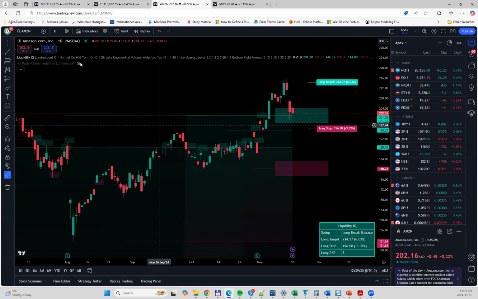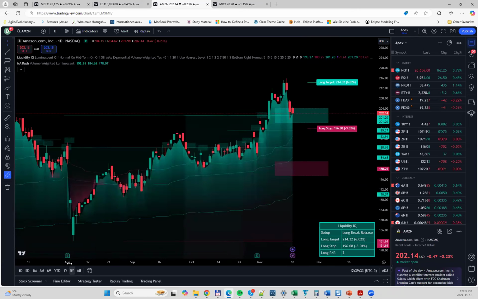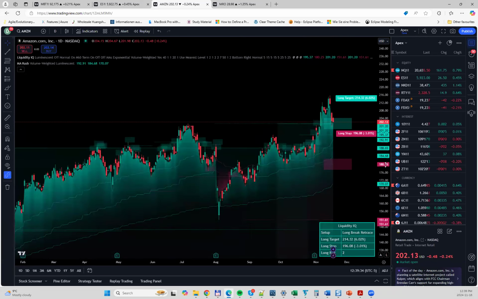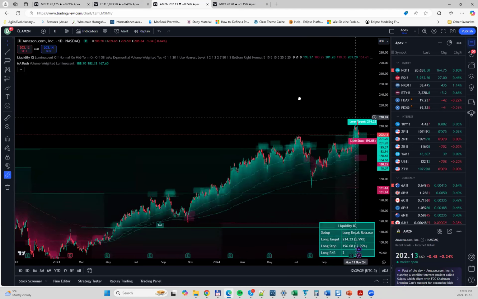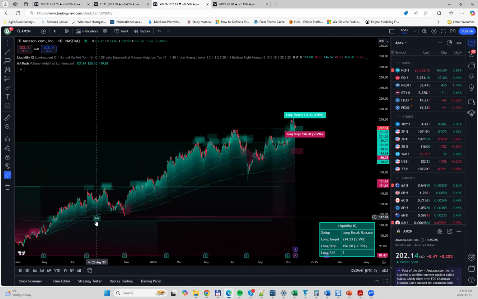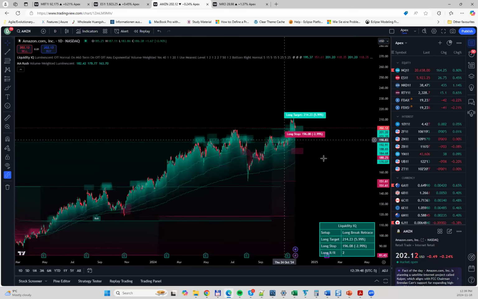And I'm going to do one more thing. I'm going to enable our MA Rush indicator. And you can see that our sentiment indicator, just go back here, is bullish. It's been bullish for a long, long time, since August, or the end of August. And this is the exact kind of confluence we are looking for.